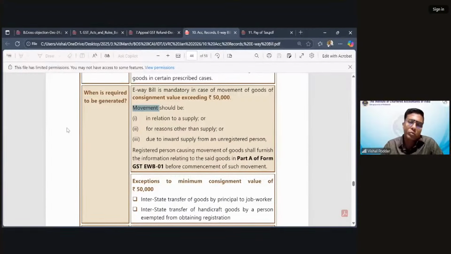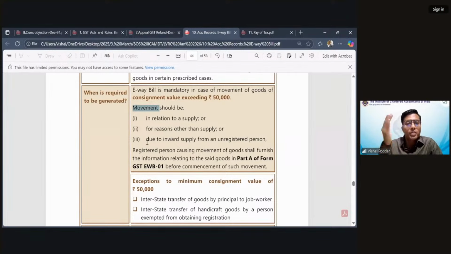You have to prepare an e-way bill, subject to other conditions. Now, this movement of the goods could be in relation to your supply or for reasons other than supply. So even if you are sending the goods for testing, sending the goods for approval, or it is only a branch transfer which is not a supply, whatever is the reason, you have to generate an e-way bill.